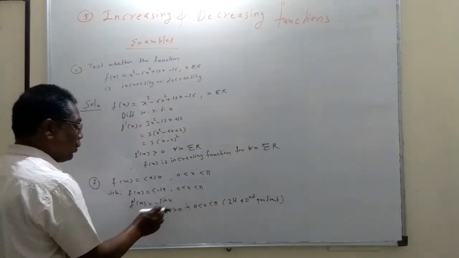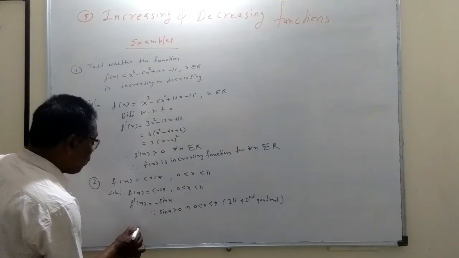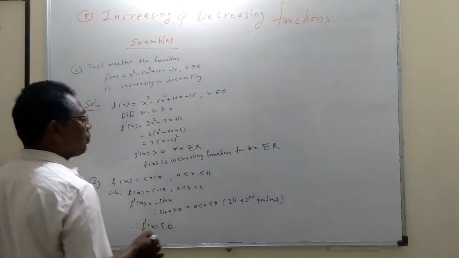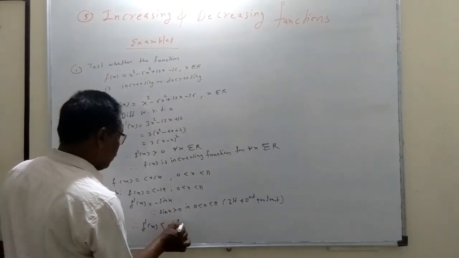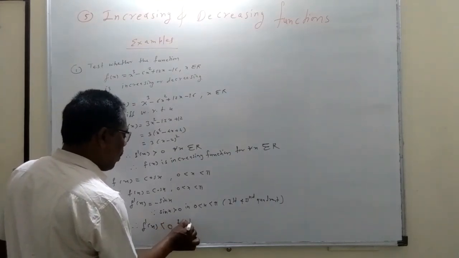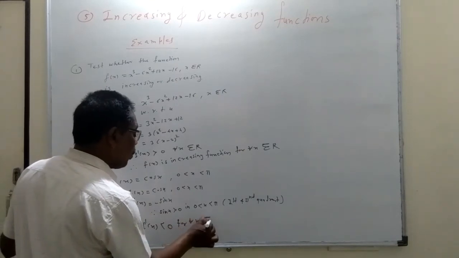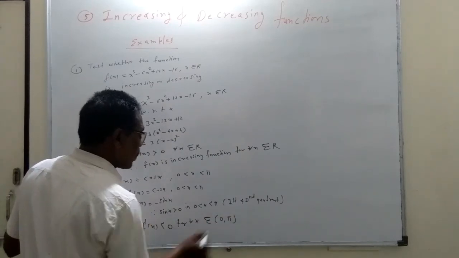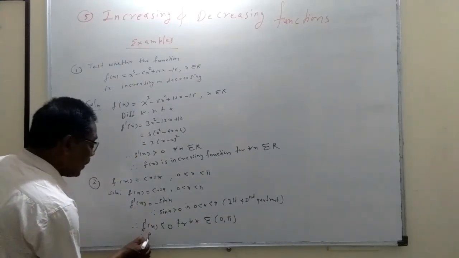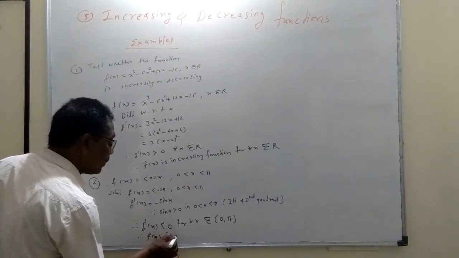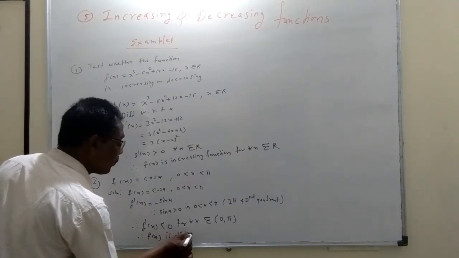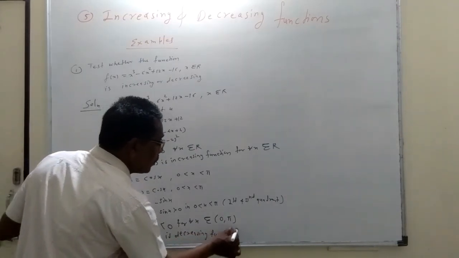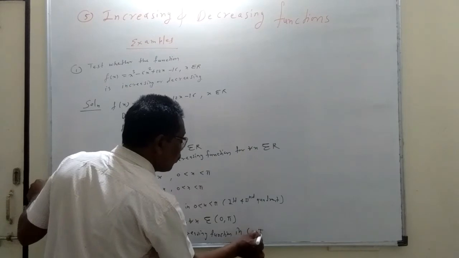So this value is positive and here there is a minus sign. Therefore f dash x is less than 0 for all x belongs to 0, 5. Therefore f of x is a decreasing function in interval 0, 5.